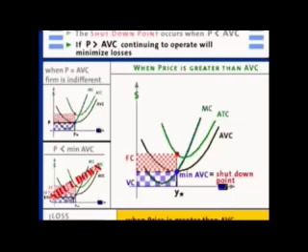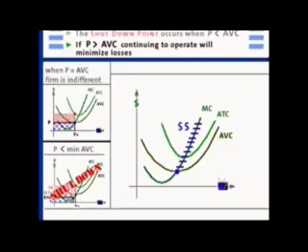That's why we call this region of the marginal cost curve, the marginal cost curve above the shutdown point, the short-run supply curve for a competitive firm. And I could label this SS, the short-run supply curve for a competitive firm. Let me repeat. The short-run supply curve for a competitive firm is just the firm's marginal cost curve above the shutdown point.